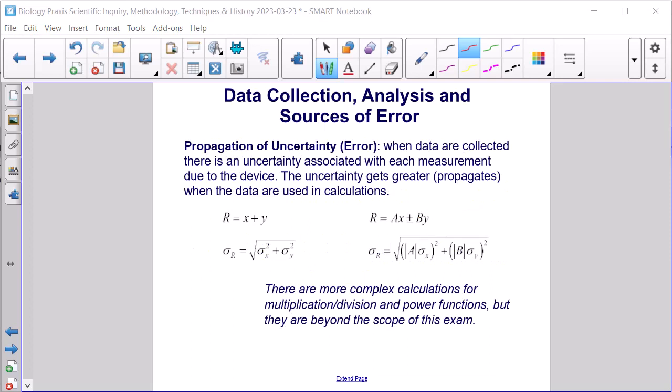Propagation of uncertainty or error. When data are collected, there's an uncertainty associated with each measurement due to the device. The uncertainty gets greater or propagates when the data are used in calculations. So shown here on the screen are the basic equations that we need for the calculation of error for the addition of variables. So if our end result here is given as R, R is dependent on these two variables, X and Y, right?